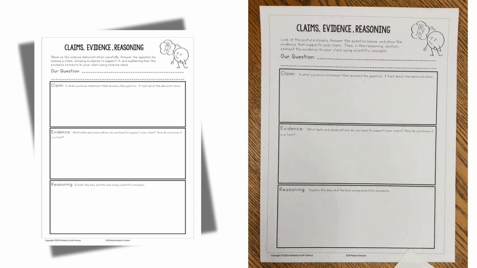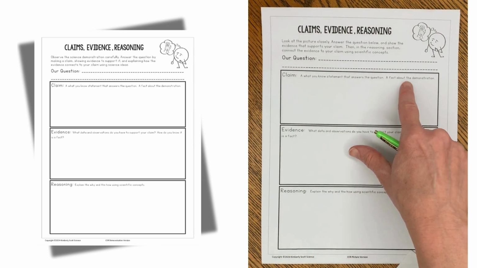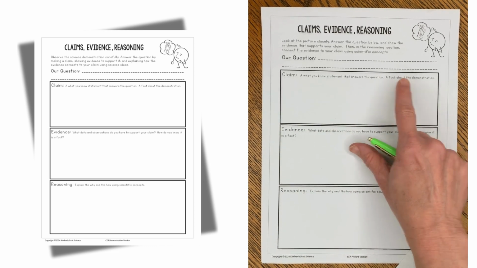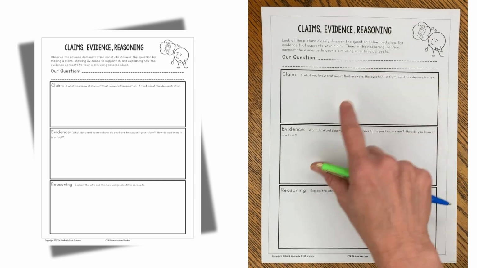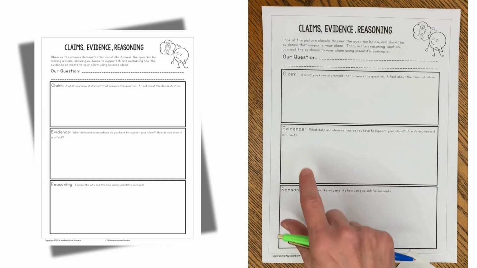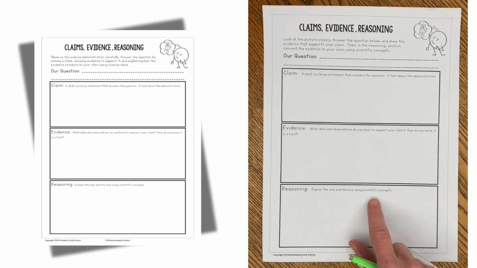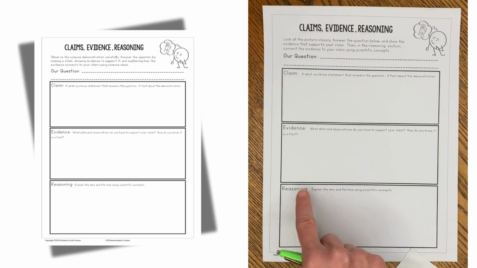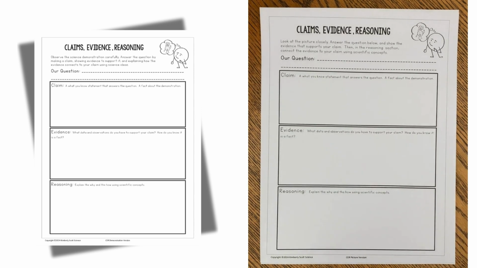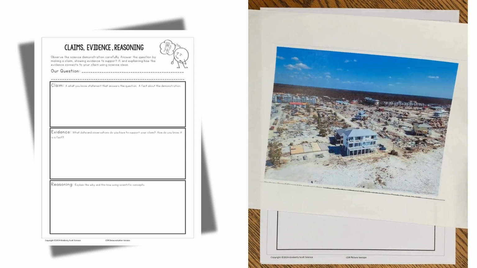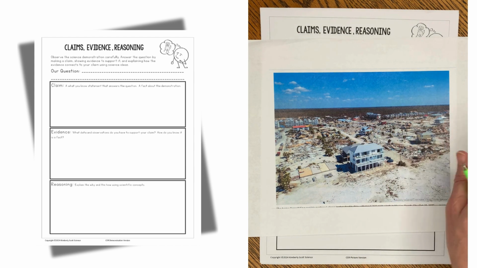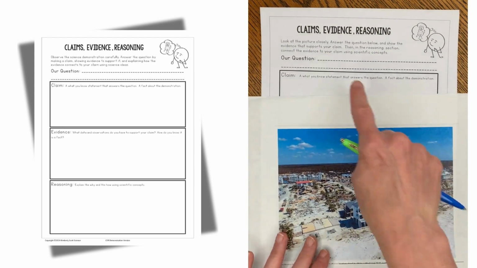So we give a little description here about what the claim is, a what you know statement that answers the question, a fact about the demonstration, and you write the question right at the top. Evidence, what data and observations do you have to support your claim? How do you know it is a fact? And then reasoning, explain the why and the how using scientific concepts. So this is the reasoning for the claim and the evidence. So you could show, like the picture I showed earlier, you could post this on the board in your classroom. When the students come in, they would look at the picture, use that. You would have a question for them.